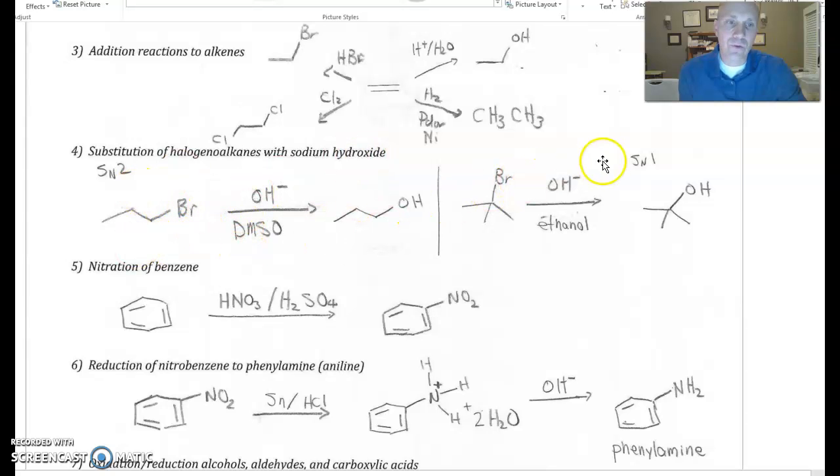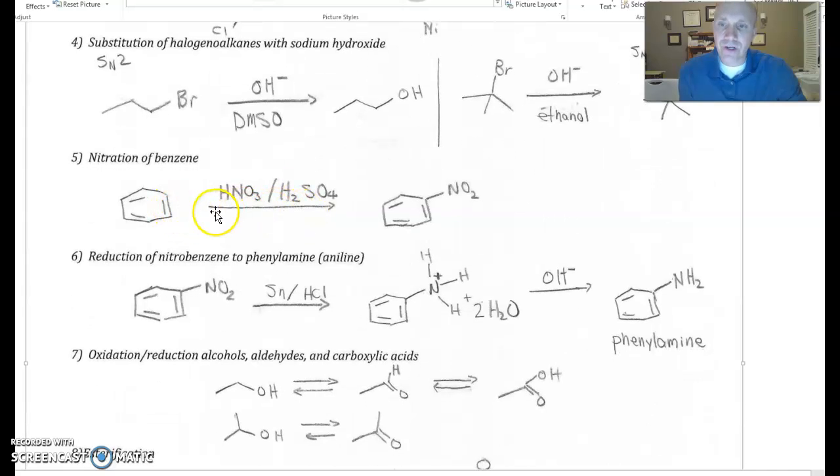So the two versions of that we learned about were SN2, where generally SN2s are when you have a primary halogenoalkane, all right, or an SN1, where that would typically be either a secondary or a tertiary halogenoalkane. All right, and remember, for SN2, you're generally going to want a solvent such as DMSO. All right, for an SN1, that reaction is favored with ethanol. We covered that a few videos back.